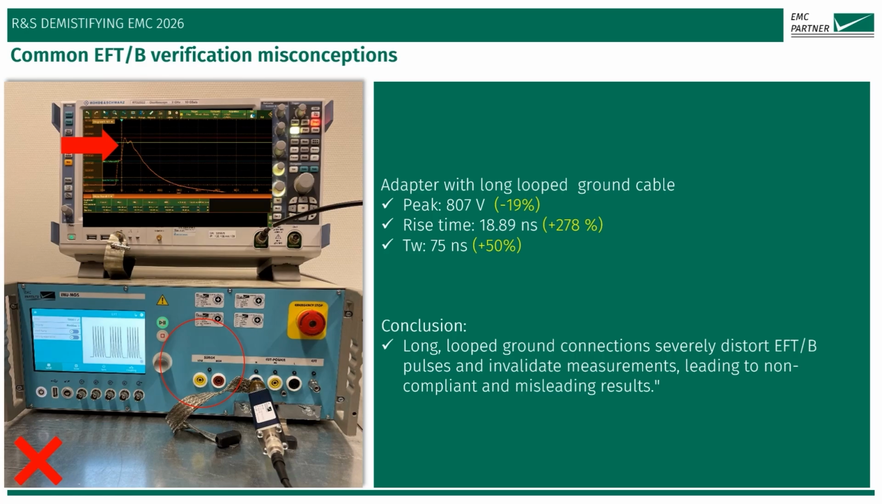These deviations are not minor, they fundamentally change the pulse shape. The conclusion is clear: long or looped ground connections severely distort EFT and burst pulses. This leads to invalid measurements and can result in non-compliant and misleading test outcomes. Proper verification therefore requires short, direct, and low inductance grounding to ensure accurate and repeatable results.